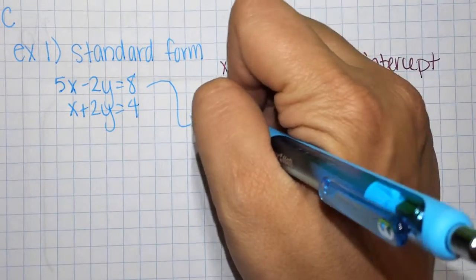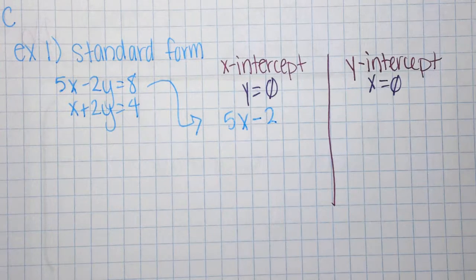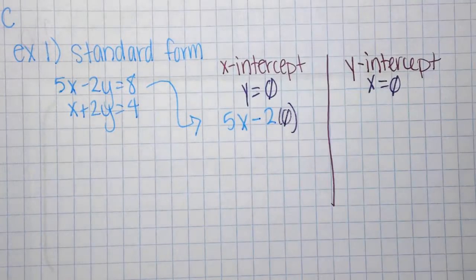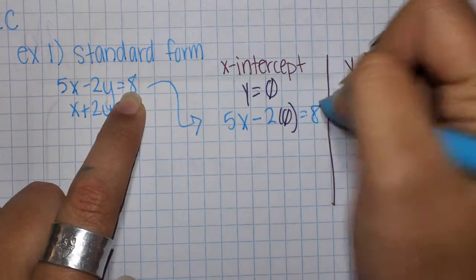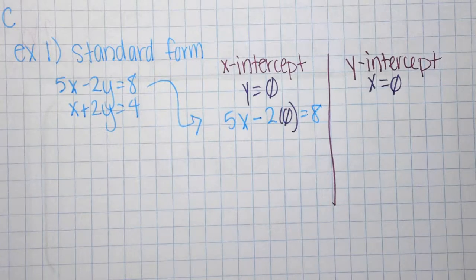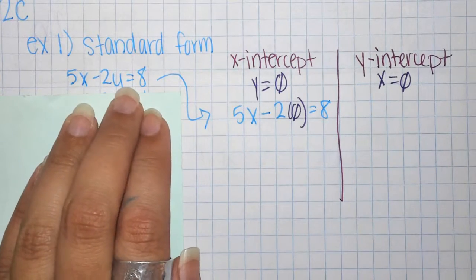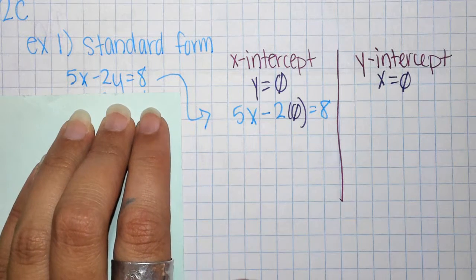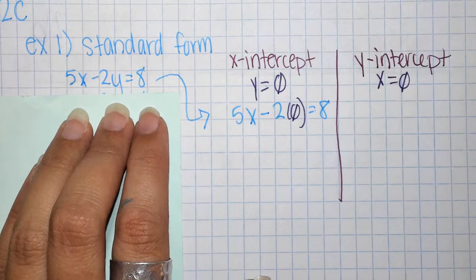Alright, so we have 5x minus 2y. Now what does y equal? 0. And what do we set that equal to? Equals 8, because that's our problem. We're starting with the first one, so we cover up the other and just worry about the first equation. Is everybody with me? Now we're going to pause so we can all get on the same page, and I'll give you a minute to write this down.